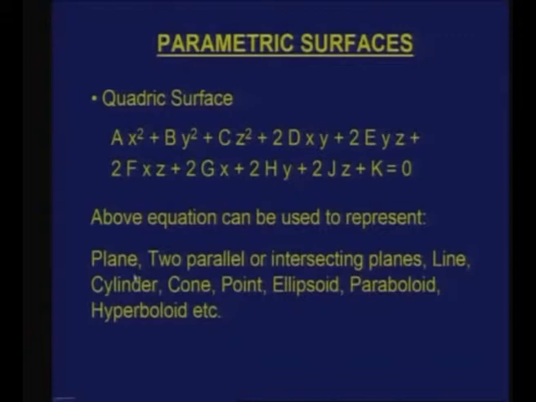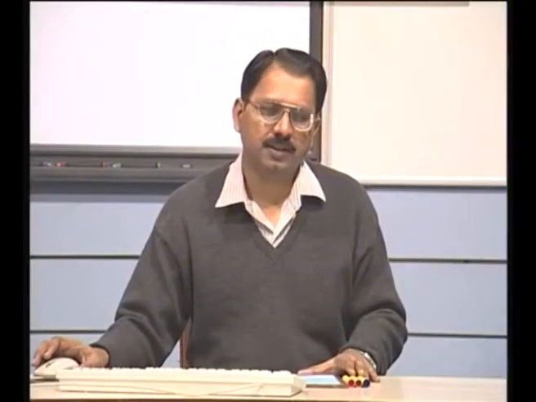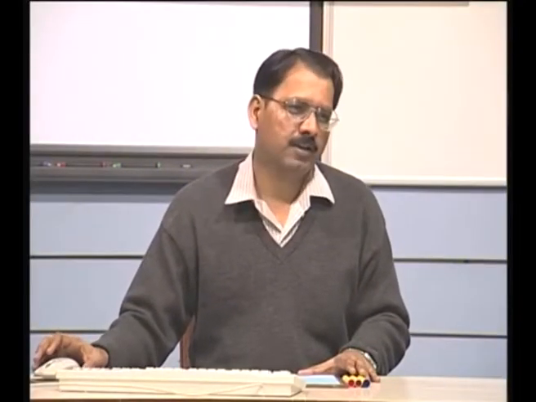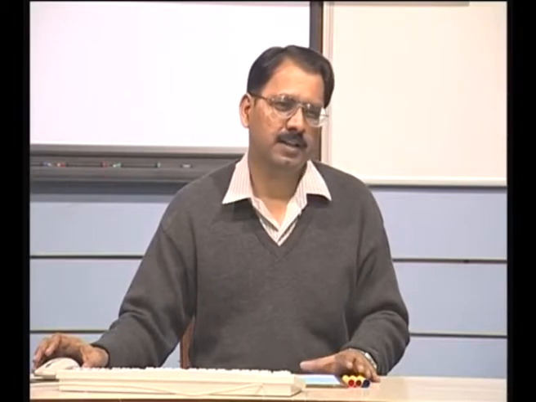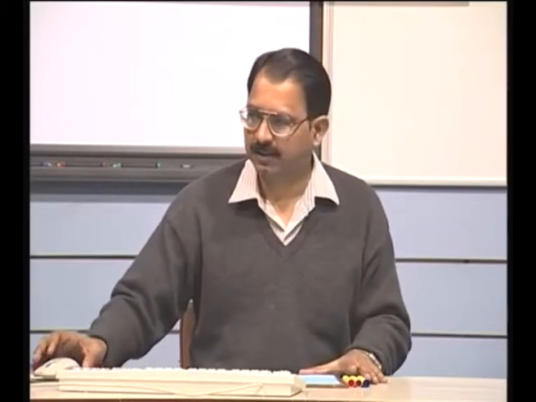For example, it can be used to represent a plane, or it can be used to represent two planes which are either parallel or intersecting. I can use this to represent a line. It can be a cylinder or cone, it can be just a point, or it can be ellipsoid, paraboloid or hyperboloid. So, a variety of surfaces can be represented. This is also used extensively in many of the CAD applications, where I use a quadric surface to represent a family of surfaces in many cases.